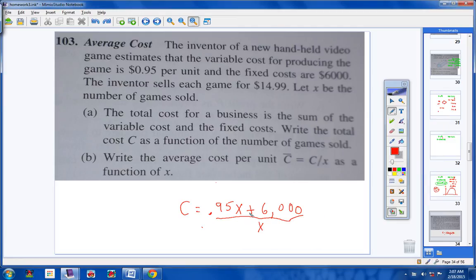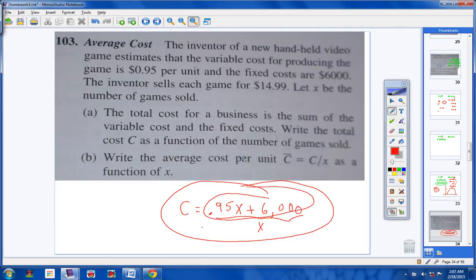Now the back of the book simplified this a little more, but I have no problem leaving this for your answer. Just one more time quickly, guys, I'll go over this. The cost for this company is right here. Well, how do you find the cost per unit? You divide it right here by how many units you made, and that will give you the average cost per unit. Hope that makes sense.